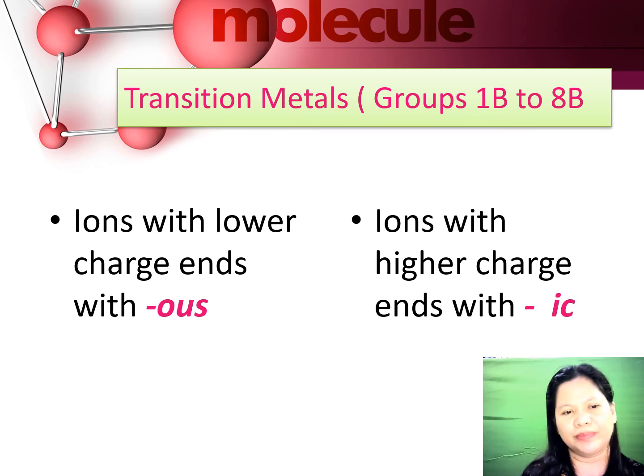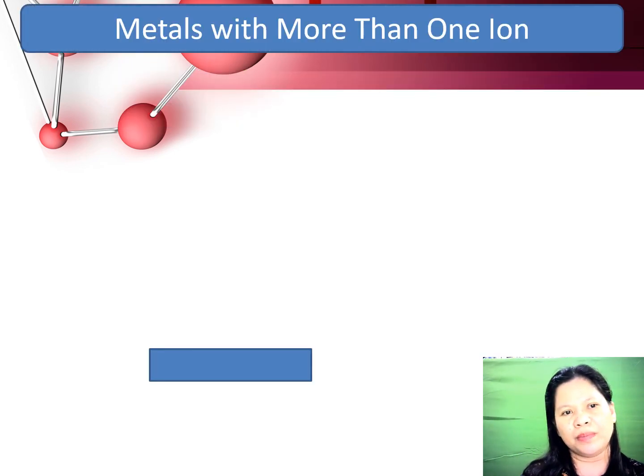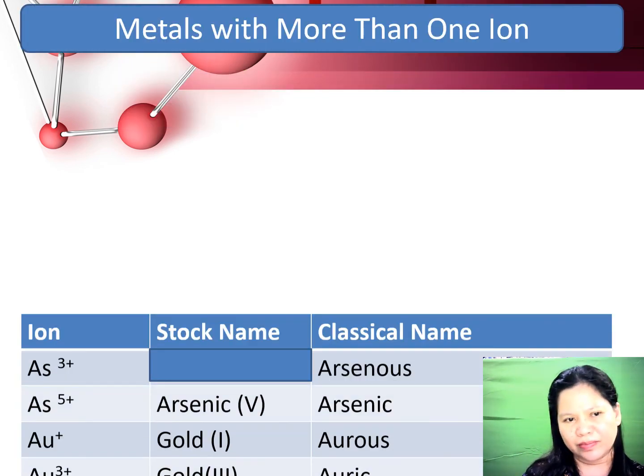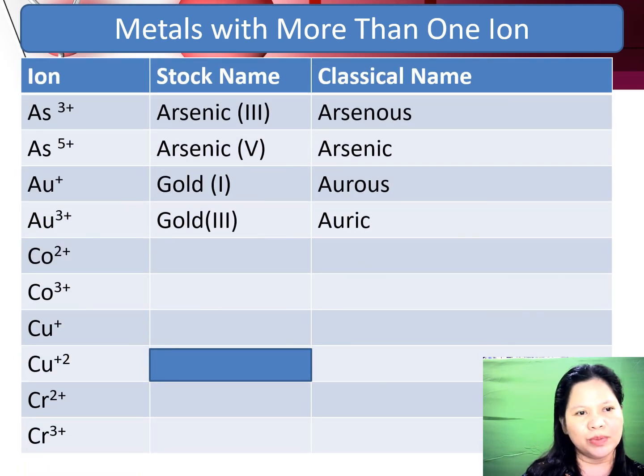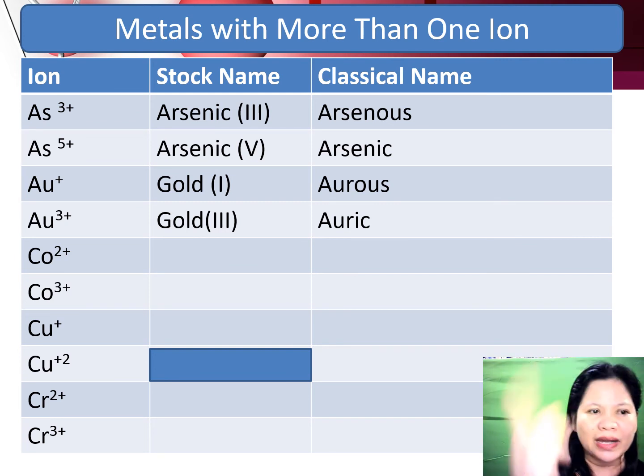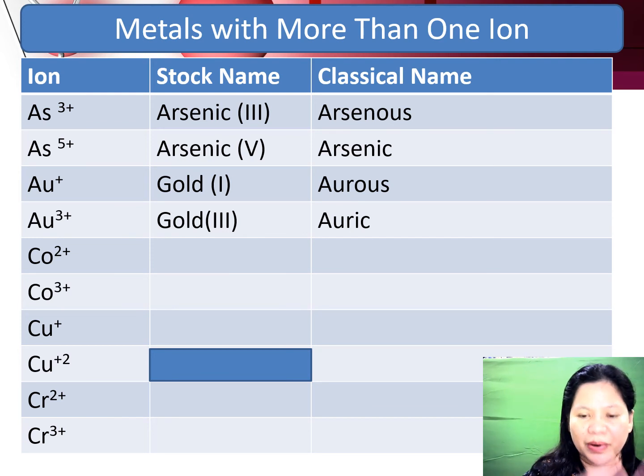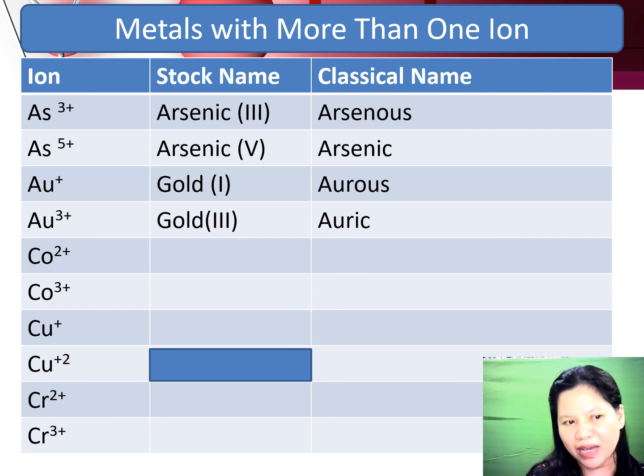Okay, for example, metals with more than one ion. Okay, these are our examples. Arsenic positive 3, arsenic positive 5. So, the stock name is arsenic, then you write the charge in a parenthesis and write them in Roman numerals. That's why you have arsenic 3, arsenic 5.